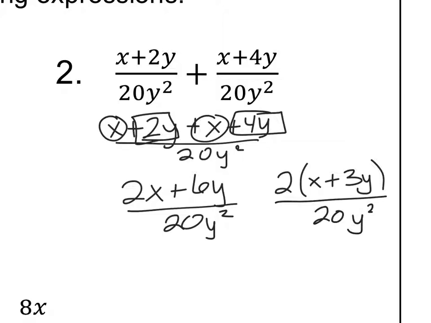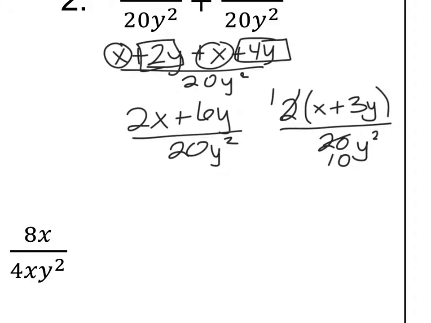Now, as you look at this, I can recognize 2 goes into 20 one time, 2 goes into 2 one time, 2 goes into 20 ten times. So now my final answer, simplified, is going to be x plus 3y all over 10y squared.